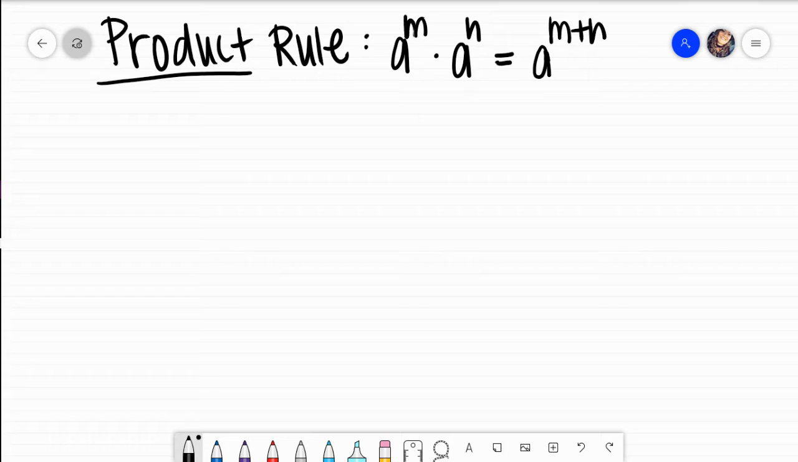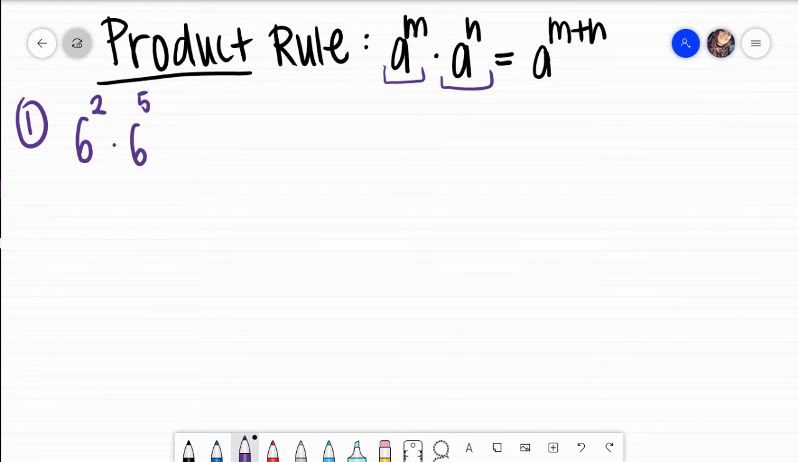So let's do this example here. I'm going to do a couple of examples. One's going to be using an actual base with a numerical value, then an example just using exponents, and then an example with a combination of both. Say for this first problem, what we have is 6 raised to the second power times 6 raised to the fifth power. Here, our 6 is in the place of our a.